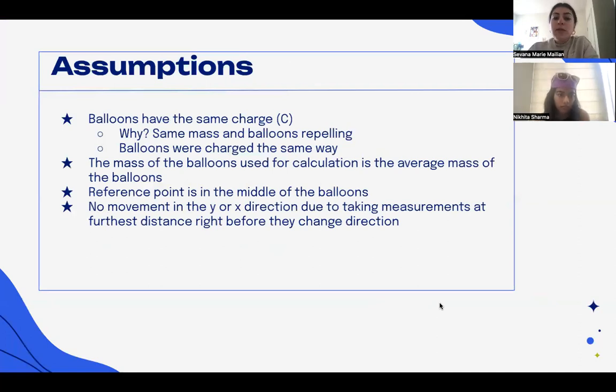We assume that the balloons have the same charge, that they're the same mass, and that they have their charge in the same way. The reference point that we're using is the middle of the balloons, and we're assuming that there's no movement in the X or Y direction. The place where we're going to take our calculations is when they're at their furthest distance, therefore net force is 0.